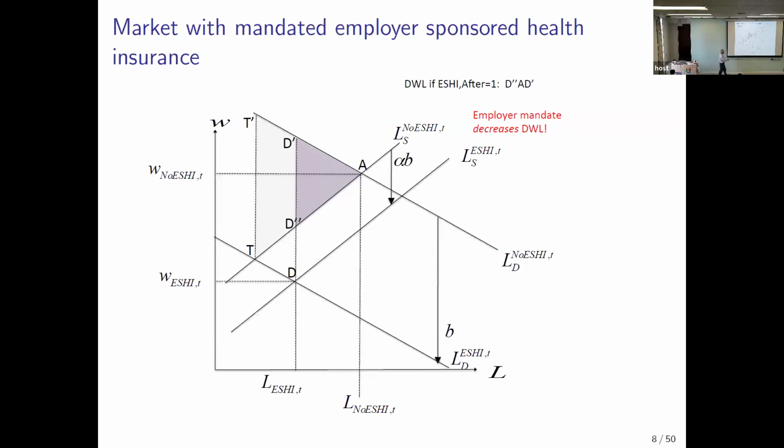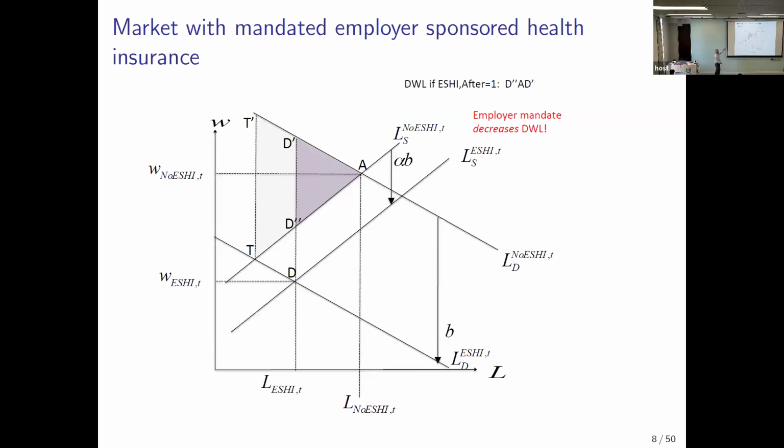But in any case, in this employer mandate scenario, the equilibrium of the labor market is this point B. In the public insurance scenario, the labor market equilibrium is this point T. And the deadweight loss under the employer mandate is smaller. It is this little triangle D prime, D double prime, and A, rather than this T prime, T, and A.